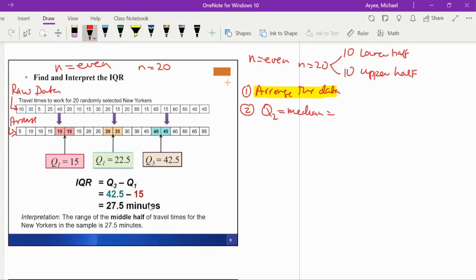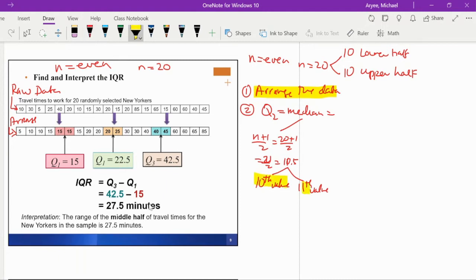To find the median, remember that the median position is n plus 1 over 2, that is 20 plus 1 over 2. That will give us what? 21 over 2, which is what? 11.5? No, 10.5. So it means that you're looking for the 10th value and then the 11th value. So the median is between the 10th value and the 11th value.